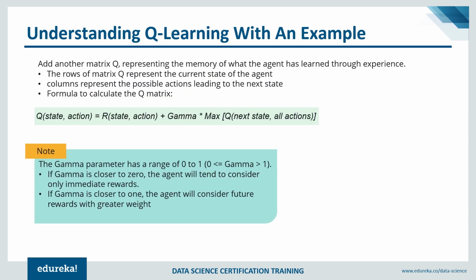So what we need to do is add another matrix Q representing the memory of what the agent has learned through experience. The rows of matrix Q represent the current state of the agent, whereas the columns represent the possible actions leading to the next state. Now, the formula to calculate the Q matrix is: Q(state, action) = R(state, action) + gamma * max[Q(next state, all actions)], where the gamma parameter, which we discussed earlier, ranges from 0 to 1. Let's understand this with an example.